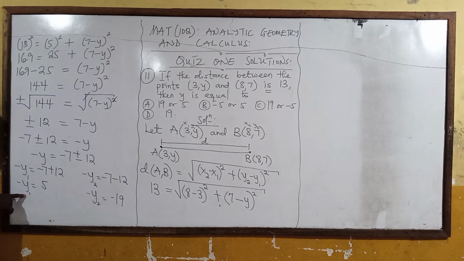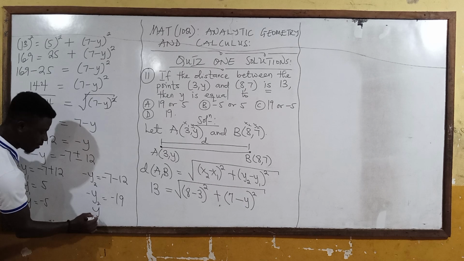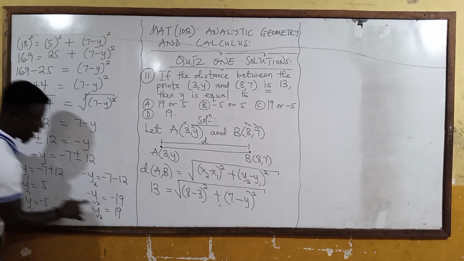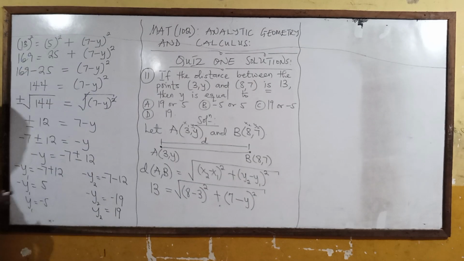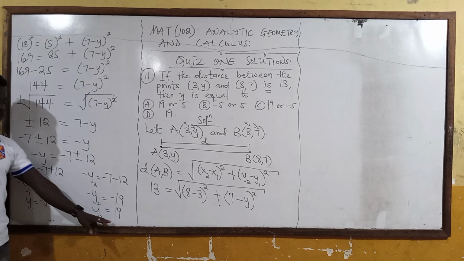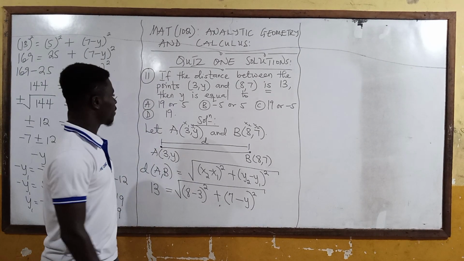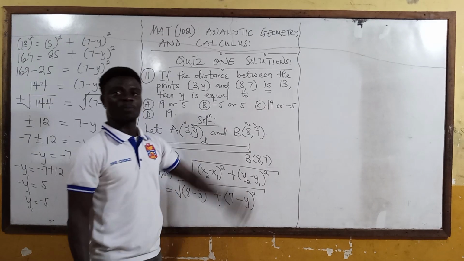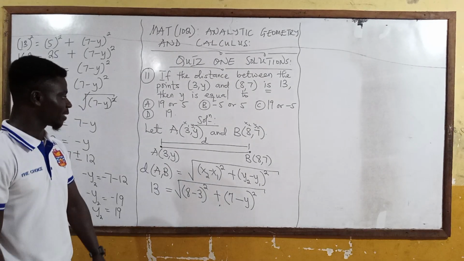Now what can we do? We can divide both sides by negative 1. So we have y equals negative 5, and for y2 we get positive 19, since the negatives cancel. So y is negative 5 or 19, which is option C. Alright, so now let's move on to our next question.